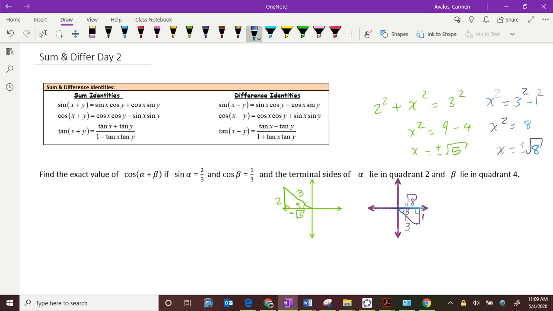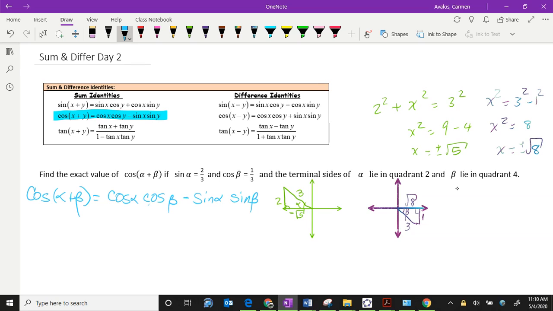Okay, so now that we have that information, I can actually use the sum identity for the cosine of alpha plus beta. We're going to use this identity, and if you notice, there's a negative and a positive. They're opposite signs for cosine. So this would be cosine of alpha, cosine of beta, and then it's going to be minus sine of alpha, and then sine of beta.